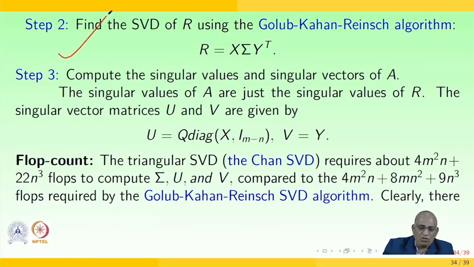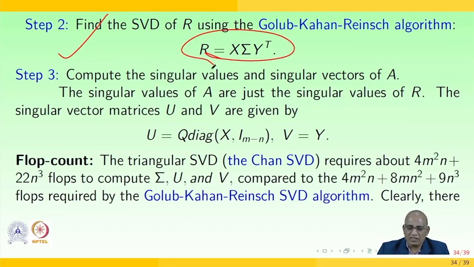In step 2, find the singular value decomposition of R using the Golub-Kahan-Reinsch algorithm. So you do get a matrix like this: R is equal to X times sigma Y transpose. In step 3, compute the singular values and singular vectors of the matrix A. The singular values of A are just the singular values of R. The singular matrices U and V are given like this.